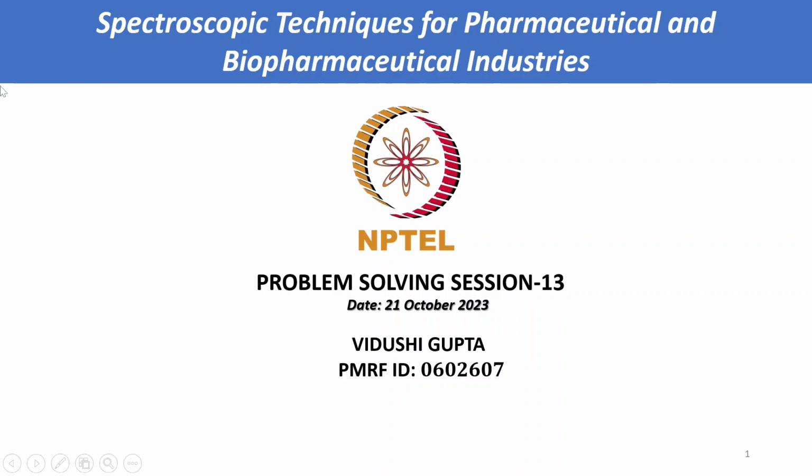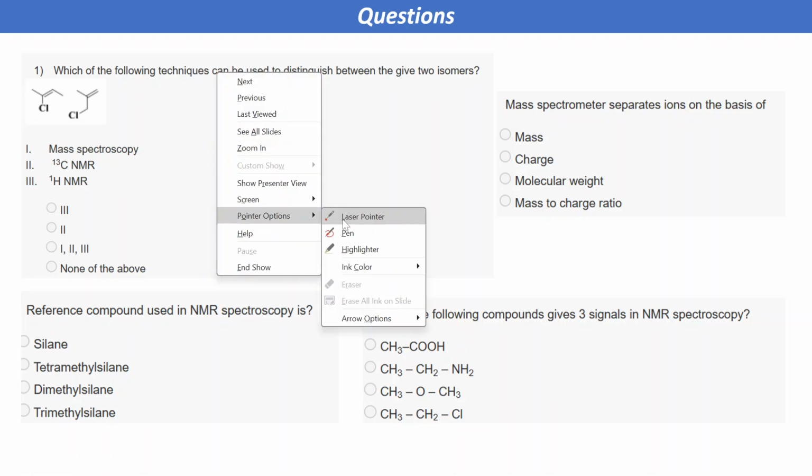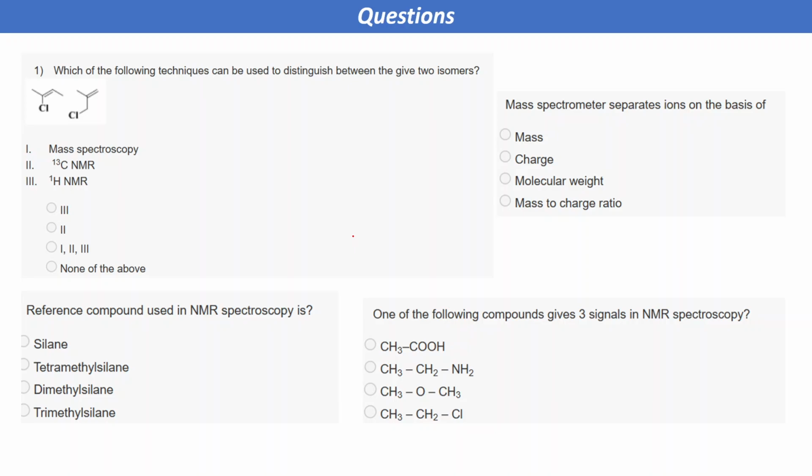So let's start today's session. Today is your problem solving session 13th and it's your last session. Firstly we will solve some questions. The first question is: which of the following techniques can be used to distinguish between two isomers? These are the two isomers.